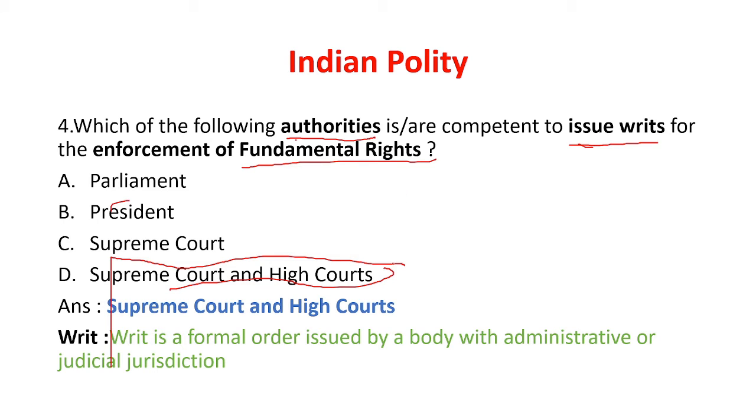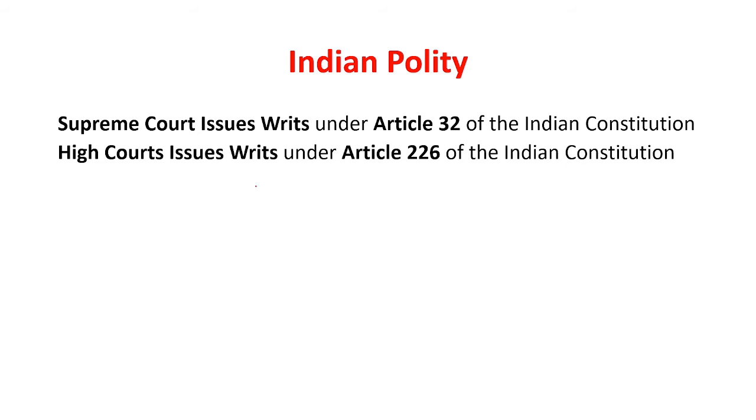So what is writ? Writ is nothing but a formal order. It is a formal order issued by a body with administrative or judicial jurisdiction. The Supreme Court issues writ under which article? Article 32 of the Indian Constitution. The Supreme Court issues writ under Article 32 and the High Court issues the writ under Article 226.